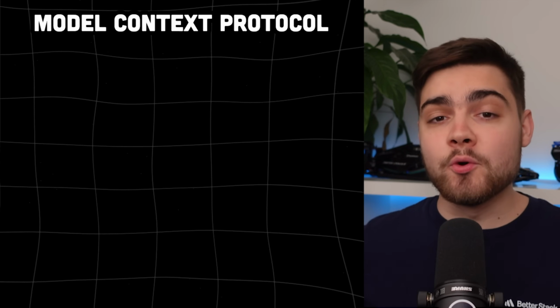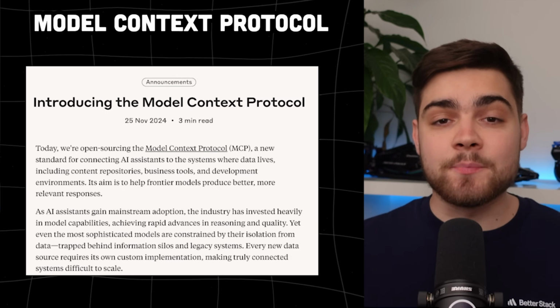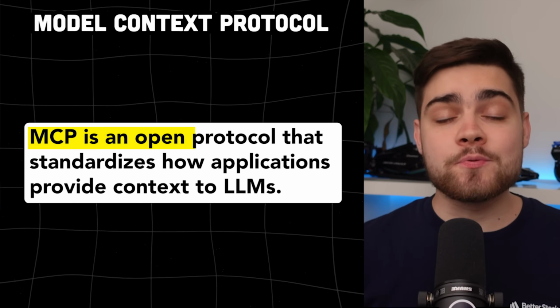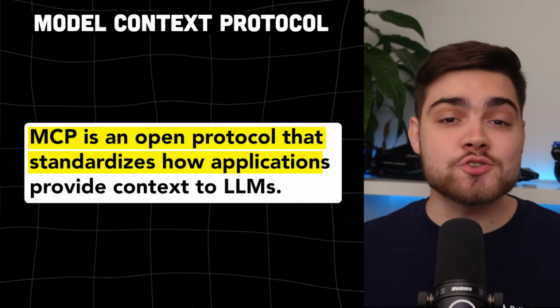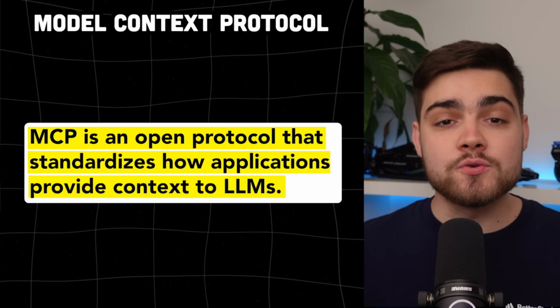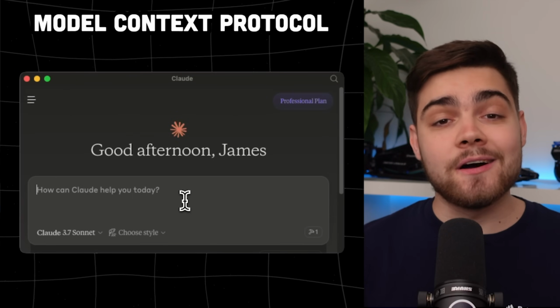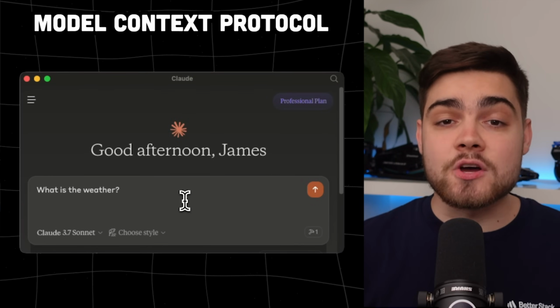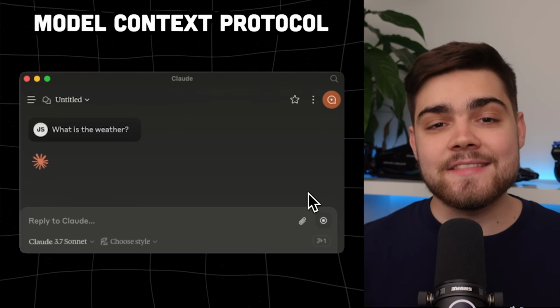Let's start out with what is MCP, which stands for Model Context Protocol, and it was actually brought to us by Anthropic. In short, it's an open protocol that standardizes how applications provide context to LLMs, helping you build agents and complex workflows. So say we have our host and client like Claude, and we need to access some external data. Let's make it easy and say the live weather.